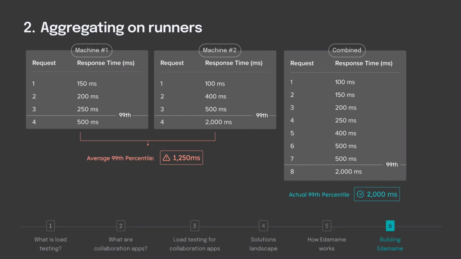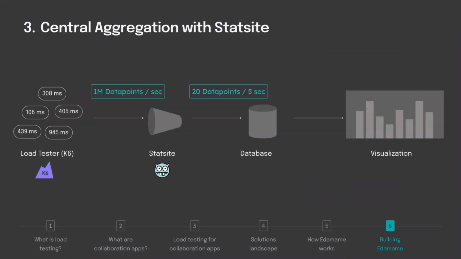But if you combine all the data into one server, you see that the actual correct calculation for a 99th percentile is 2000 milliseconds. So the insight here is that if you want to be guaranteed to get the correct percentile value, you need to make sure that all of the raw data is available on one central machine. So aggregating on the runners was not a path that we decided to go down. Here's the solution that we ended up going with, and it was central aggregation with Statsite.